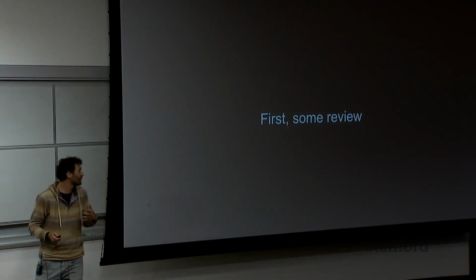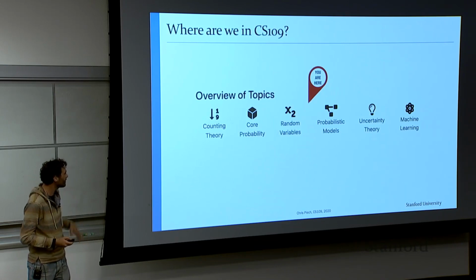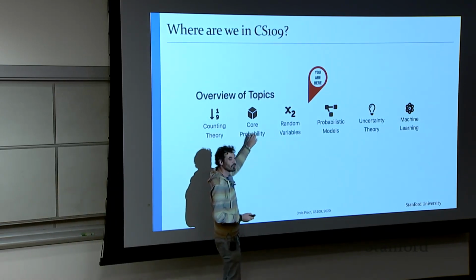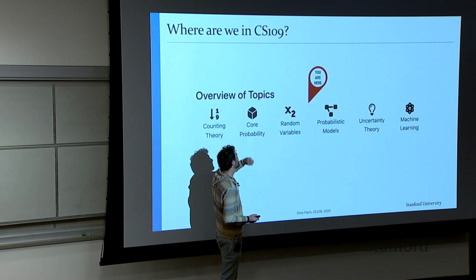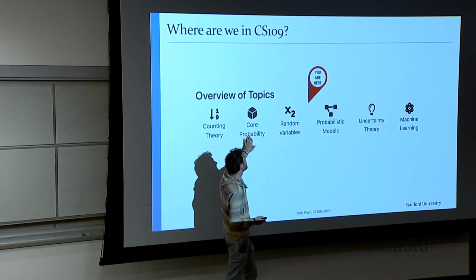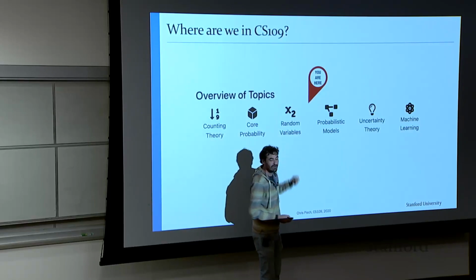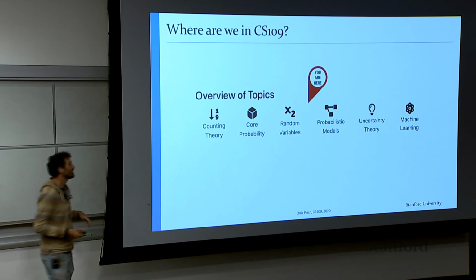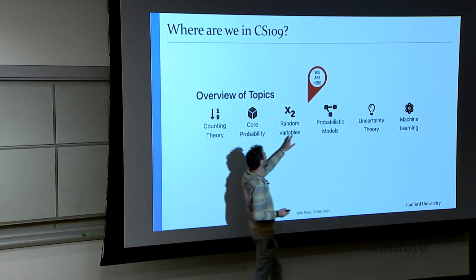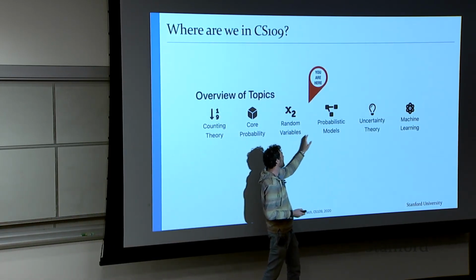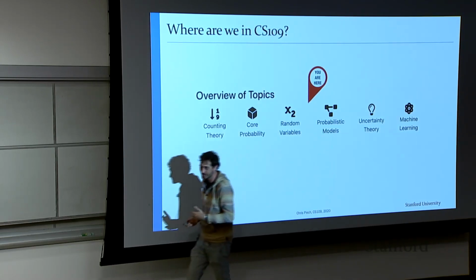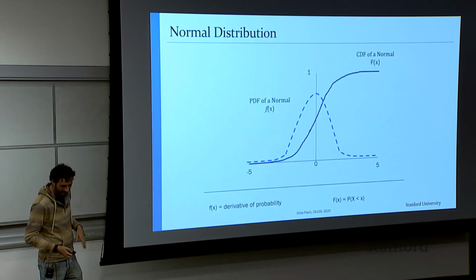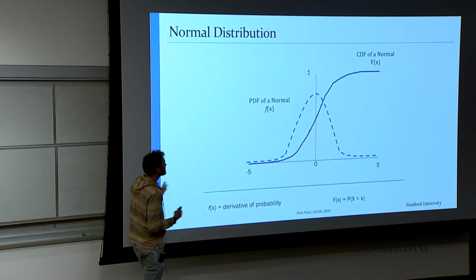Speaking about pretty reasonable, some of our review. Oh, we're in such a cool place in CS109. The cool place we're in is we have finished counting theory. We finished core probability, where we learned things like the law of total probability and conditional events. Then we learned about random variables, and on Monday's class we learned about the last major random variable in our set of random variables. And now that you've thought about random variables on their own, it's time for this beautiful next section in CS109 called probabilistic models. What an exciting moment.